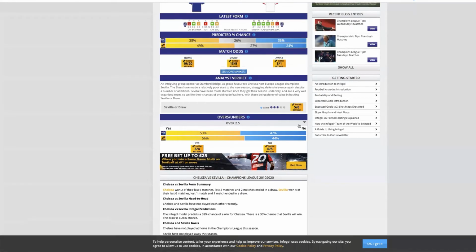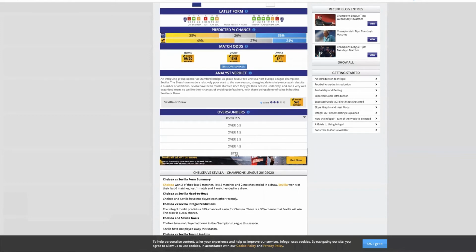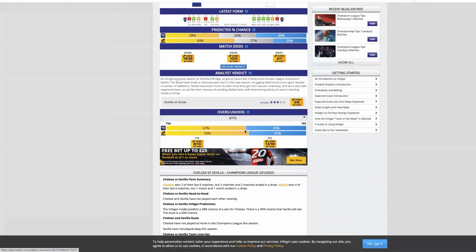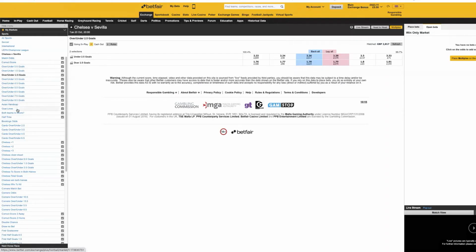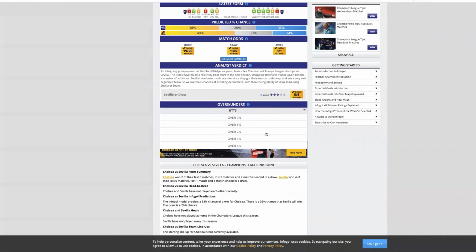So we'll go and have a look at some other things. Let's look at both teams to score. They rate that 57-59, so it's very close. You could probably get away with betting on that. If you look at both teams to score, yes is 1.68-1.69. So there's your nearly 60% chance, which should be 1.6. That's how you find your value if you're using a site.